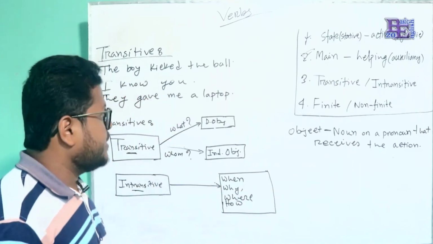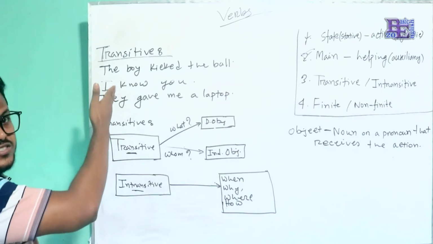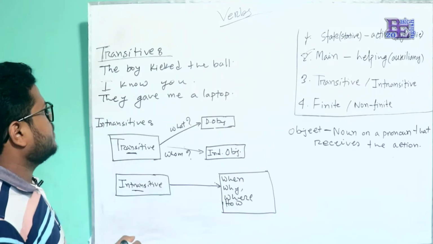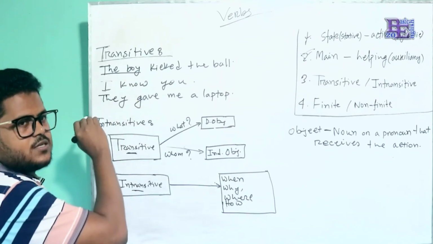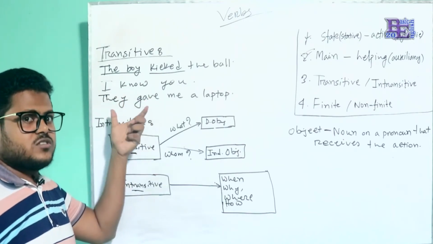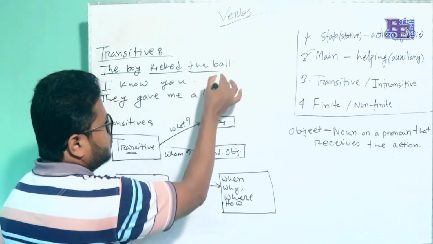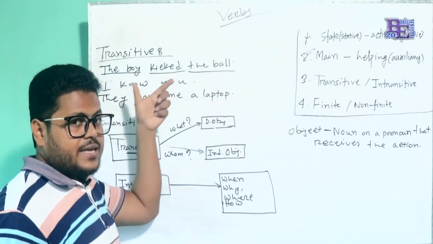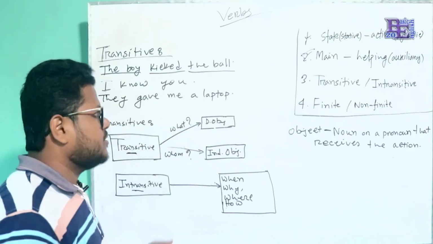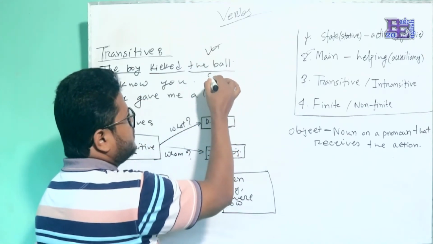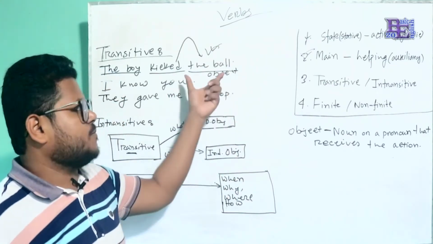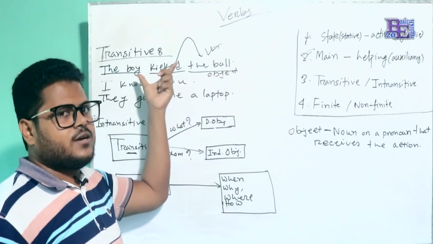Let's see the first example of the transitive verb: the boy kicked the ball. Here the boy is the subject and the verb is kicked. Whether it is transitive or intransitive, let's see. What did the boy do? The boy kicked what? Kicked the ball. Here ball is an object because the ball is the receiver of the kick.